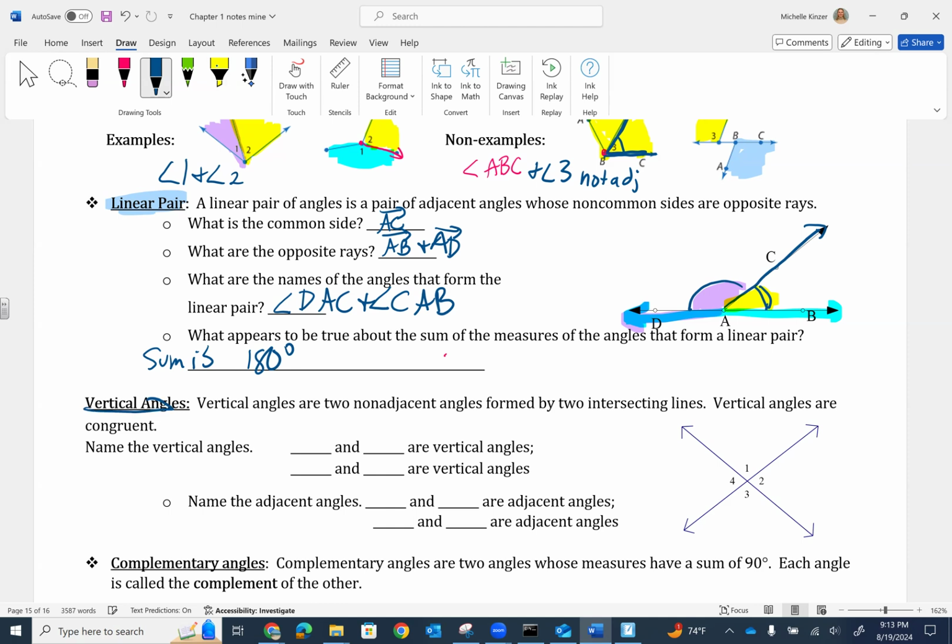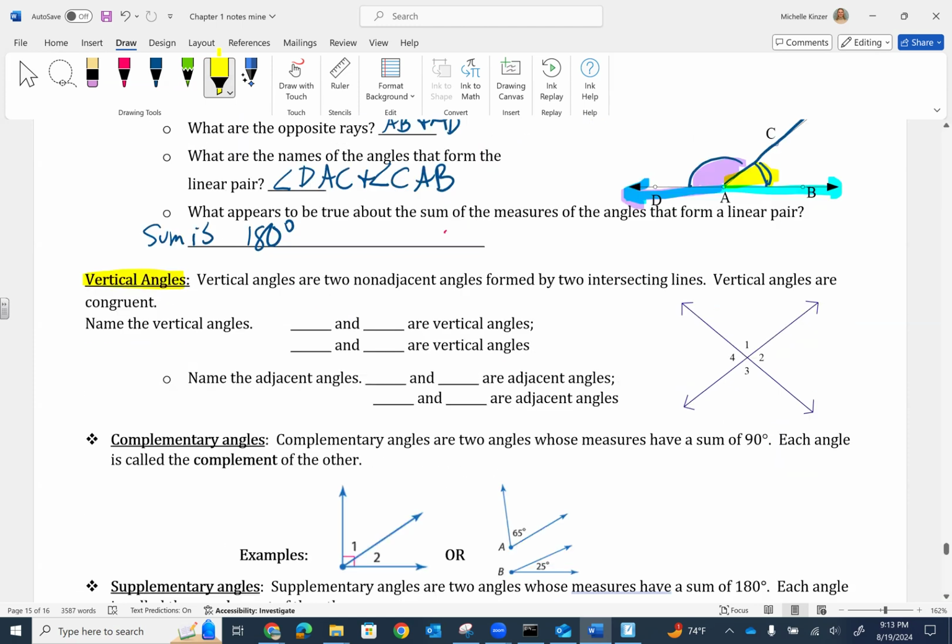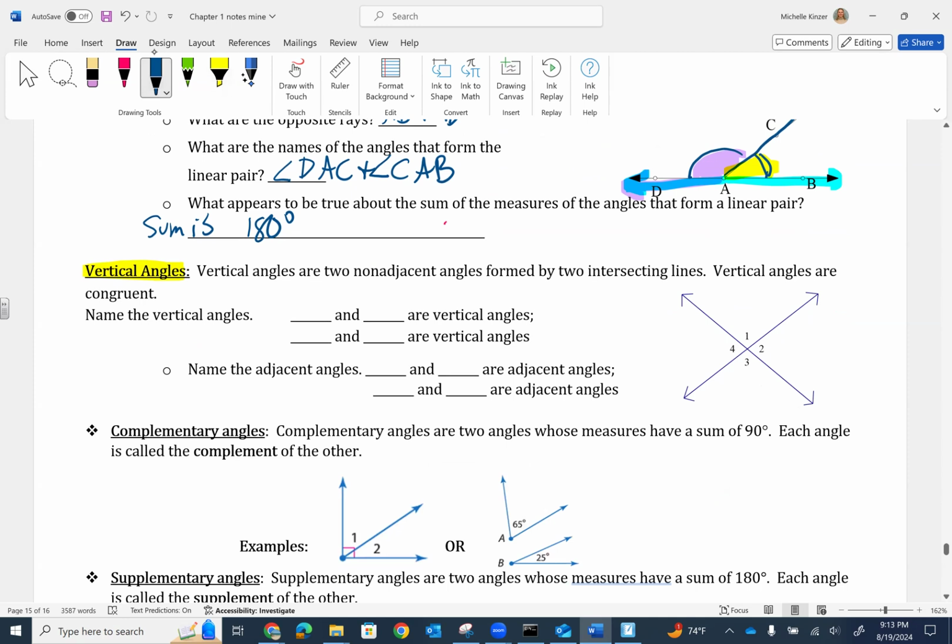Okay, vertical angles. That's our next one. Okay, vertical angles right here. There's a lot of words here, and let's just try to simplify it. If you just start by drawing an X, drawing two lines, anytime you draw an X, drawing two lines, you form four angles. And the truth is that this angle here with that angle there, those are going to be called vertical angles, and they will always be congruent.